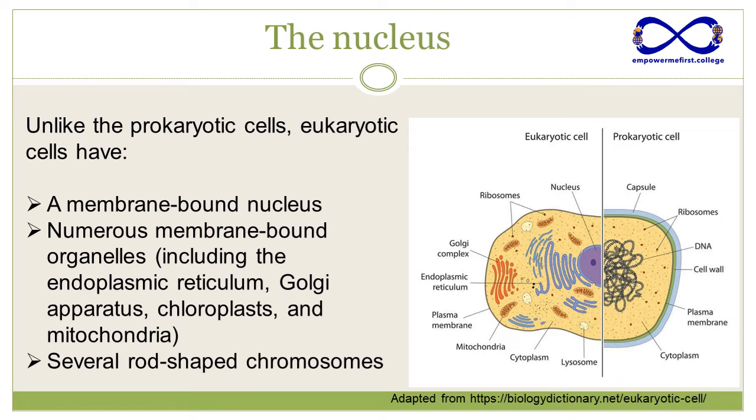Basically, as we said before, one of the main differences between eukaryotic and prokaryotic cells is the presence of the nucleus. Here we can have a look at what the nucleus is and how it's made. Generally, unlike the prokaryotic cell, the eukaryotic cell has a membrane-bound nucleus, which is this one, and also numerous membrane-bound organelles, including endoplasmic reticulum, Golgi apparatus, chloroplast in the case of plant cells, and mitochondria, present in both animal and plant cells, and also several rod-shaped chromosomes.